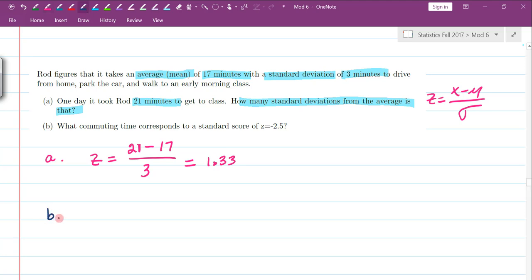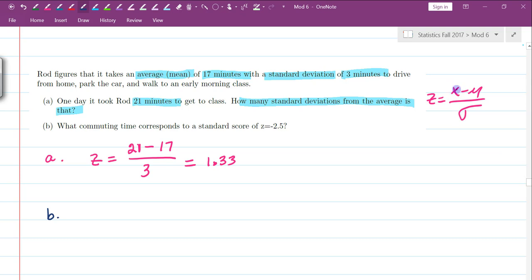Part B. It says, what commuting time corresponds to the z-score of negative 2.5? There's a negative there. So it says what commuting time corresponds. So I'm solving for x in that case. I'm given a z. I know my mean. I know my standard deviation. I'm being asked for x.